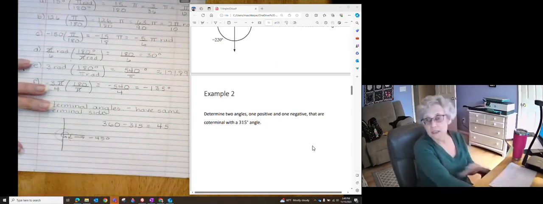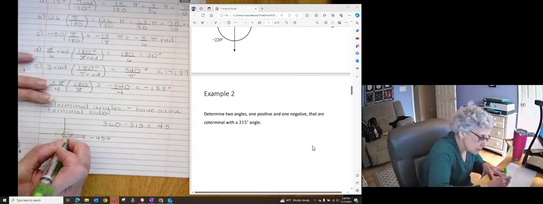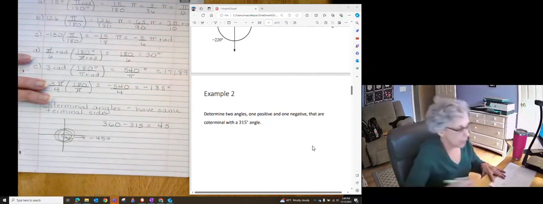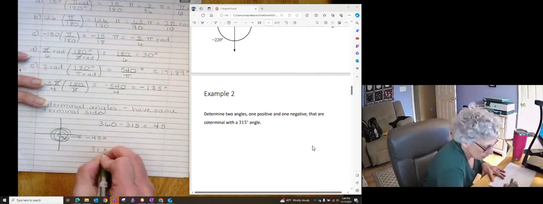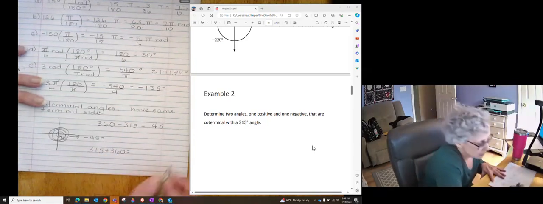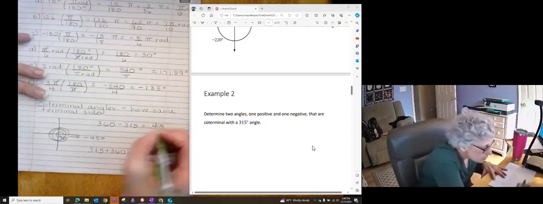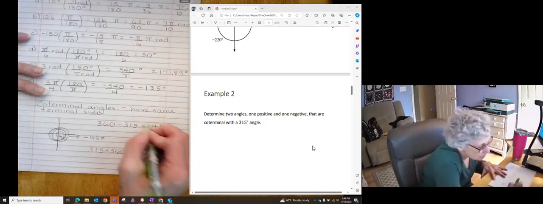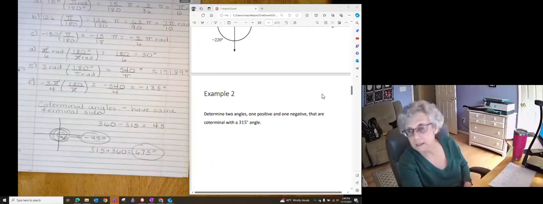The other coterminal angle is the one that loops around and then comes all the way back. That's how you get a positive one. So you have 315 plus 360, which would be a 675 degree angle. And let's do, well, I have it here, minus 45 degrees and 675.